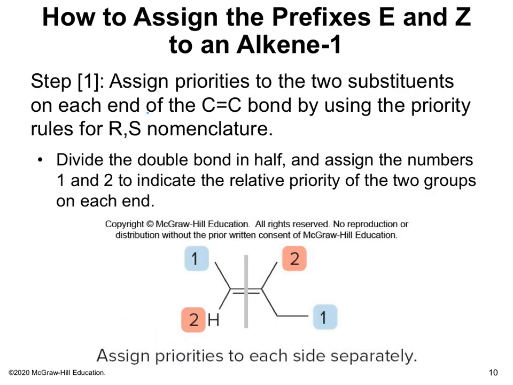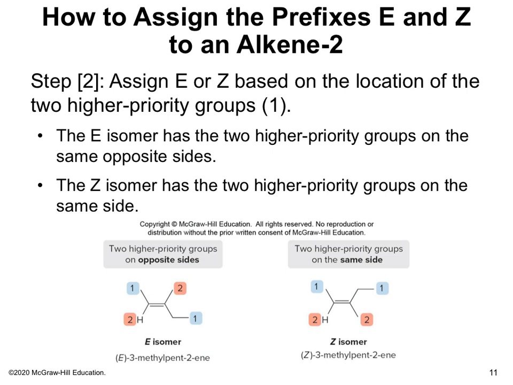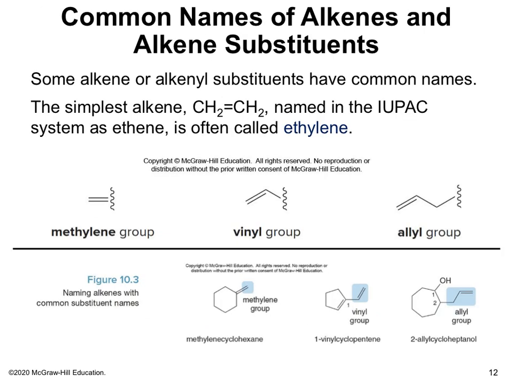So this is just showing you how to assign priorities. You do the priorities just like you did before. You see that the 1 is on the opposite side, so that's going to be trans. So when they're on opposite sides, they're going to be trans. You see the E in parentheses here. If they're on the same side, then they're going to be Z. Common names: this is a methylene, a vinyl, an allyl group.